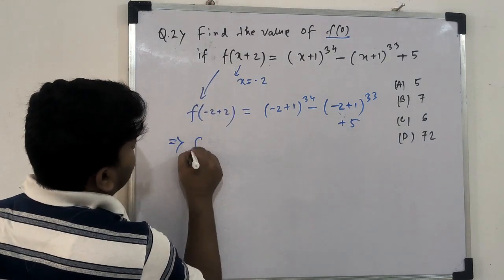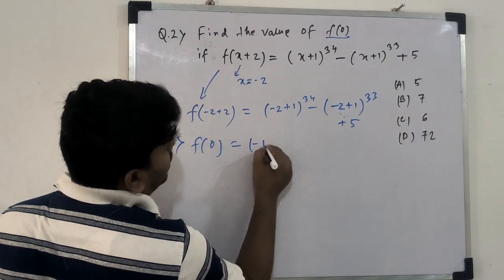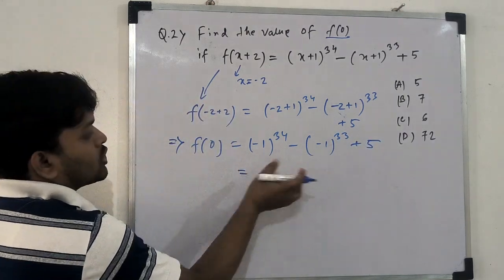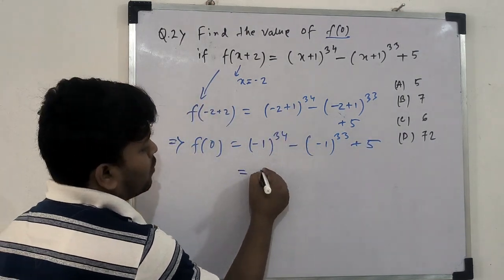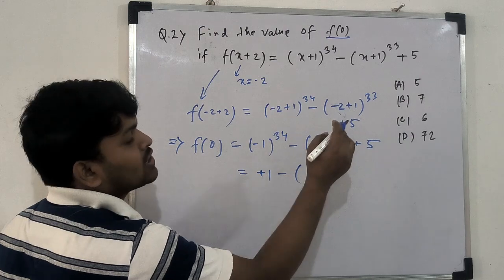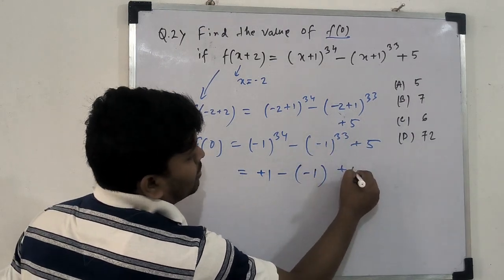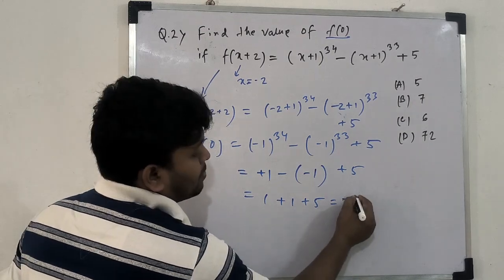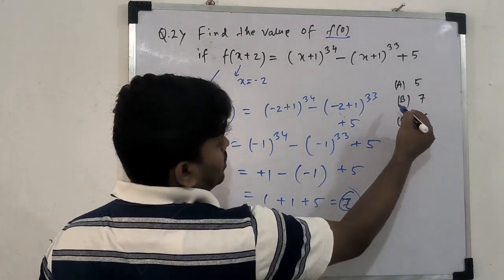So this will give f(0), and this is (-1)^34 - (-1)^33 + 5. So (-1) to the power even will be plus 1, minus (-1)^33, that is an odd power, it will be -1, and this is plus 5. So this will be 1 + 1 + 5, so this is 7. So this was a very easy question. So option B is correct.